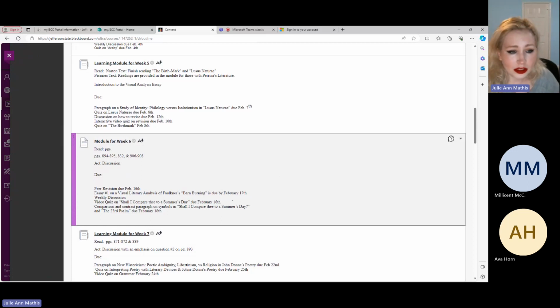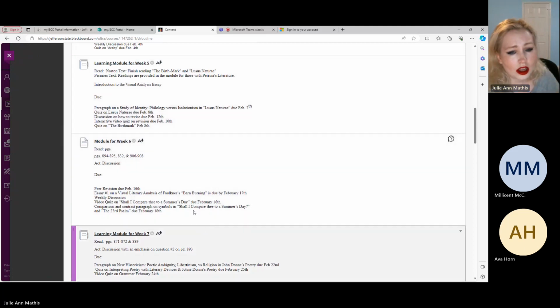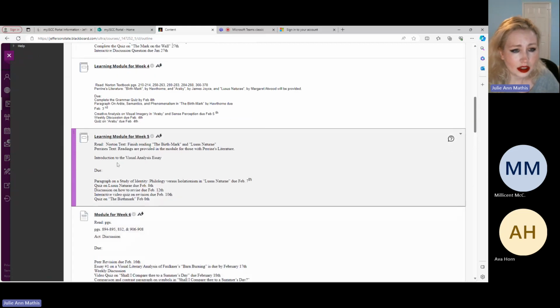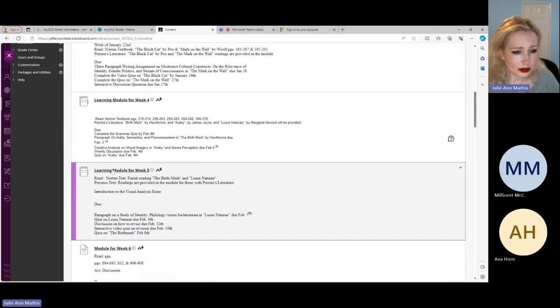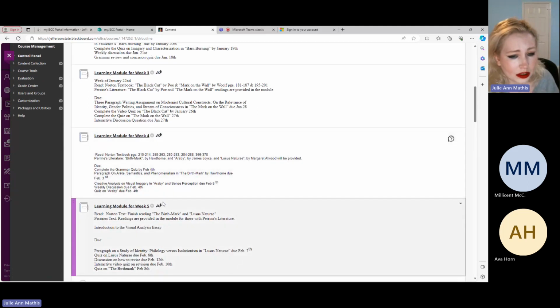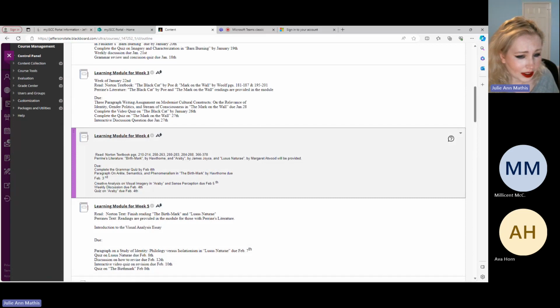So this week we're not doing the peer revision because we're doing the readings, and then next week we'll work on the peer revision and the visual literary analysis on Barn Burning. That will be due February 17th. This week we're working on these readings. Actually, we're on week 4, so this is 2 weeks out that the paper on the short story will be due. Like I said, if I feel like it needs to be moved a day or 2, that's fine.